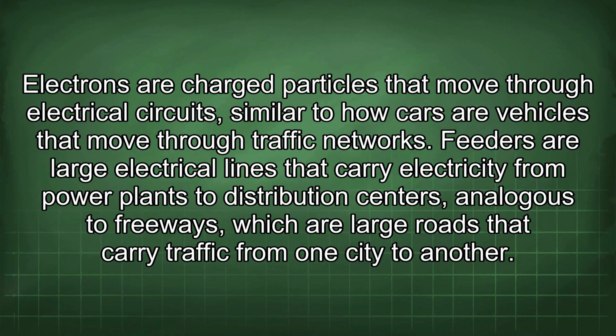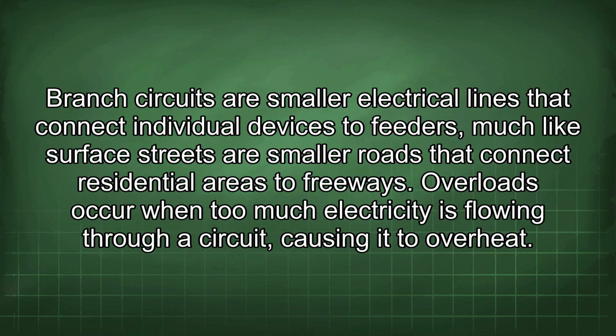Electrons are charged particles that move through electrical circuits, similar to how cars are vehicles that move through traffic networks. Feeders are large electrical lines that carry electricity from power plants to distribution centers, analogous to freeways, which are large roads that carry traffic from one city to another. Branch circuits are smaller electrical lines that connect individual devices to feeders, much like surface streets are smaller roads that connect residential areas to freeways.